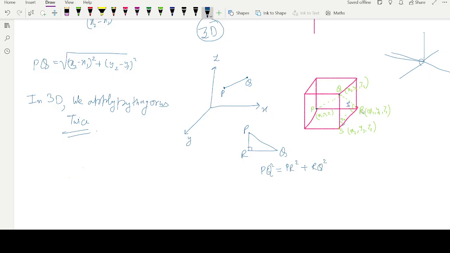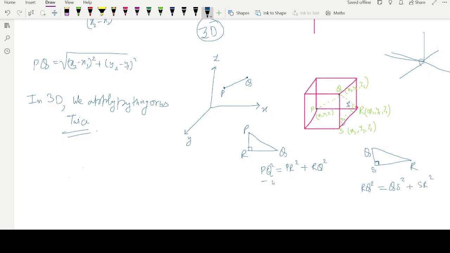Now take another triangle, that is QRS, and this is 90 degree. Where is 90? S, Q and R. Forget about one, you can take any point, but focus on right angle. This is S. Now apply again Pythagoras. This is RQ square is equal to QS square plus SR square.